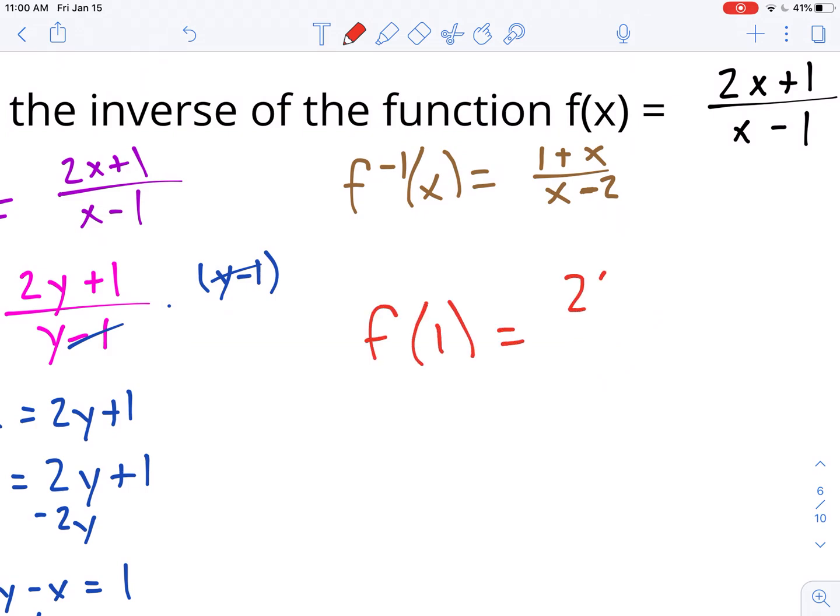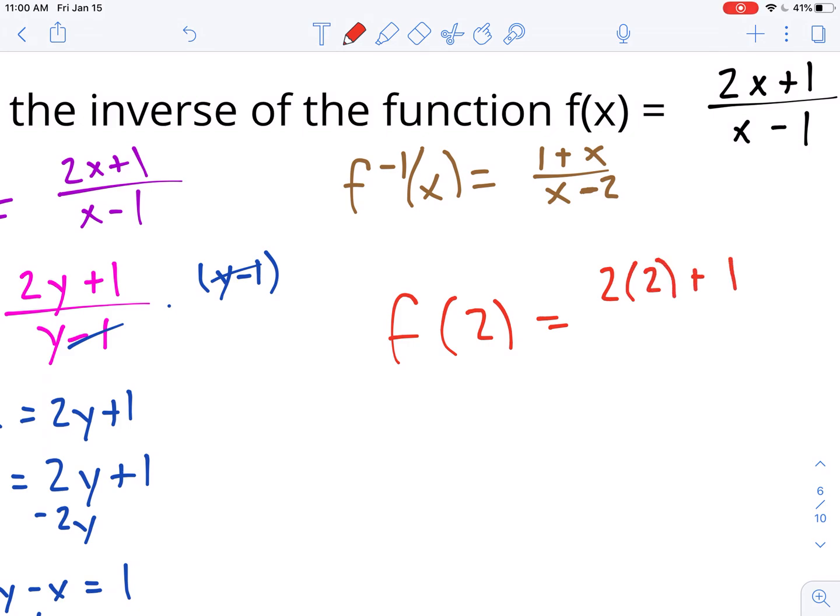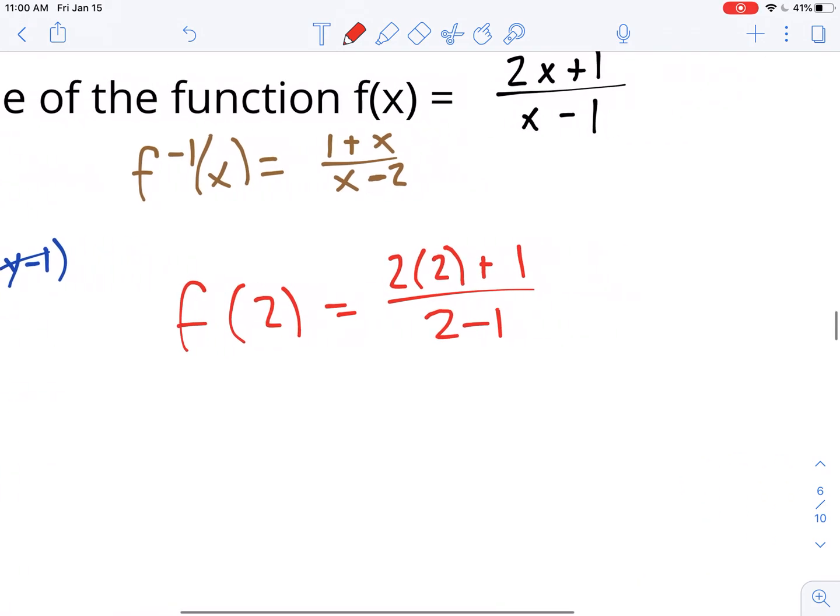F of 1 is 2 times 1 plus 1 over 1 minus 1. Domain doesn't exist there. That was a bad choice for a number. Let's choose a number that actually works. Let's find f of 2. That is not going to work for me either. No, it will work for me, sorry. F of 2, so 2 times 2 plus 1 over 2 minus 1. So this is equal to 5. So I've got f of 2 equal to 5.